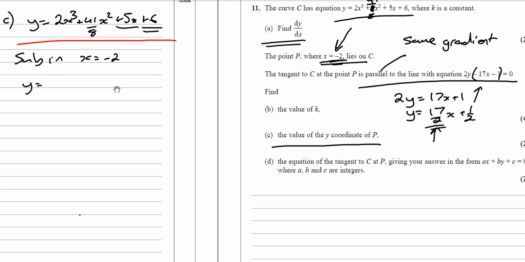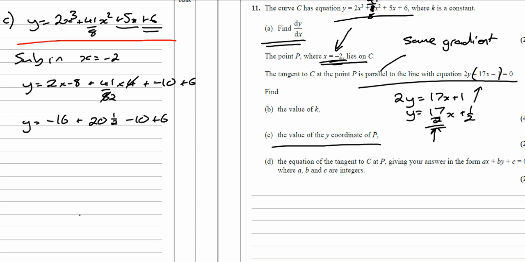So y equals minus 2 cubed is going to be minus 8, so 2 times minus 8 plus 41 over 8 times minus 2 squared is going to be times by 4 plus 5 times minus 2 is going to be minus 10 plus 6. So again, we don't have a calculator. So 2 times minus 8 is going to be minus 16. 41 over 8 times 4. We're going to cancel this 4, I'll leave this with 2 on the bottom. So 41 over 2, which is 20 and a half, minus 10 plus 6.